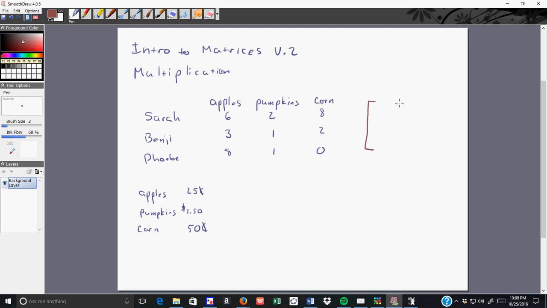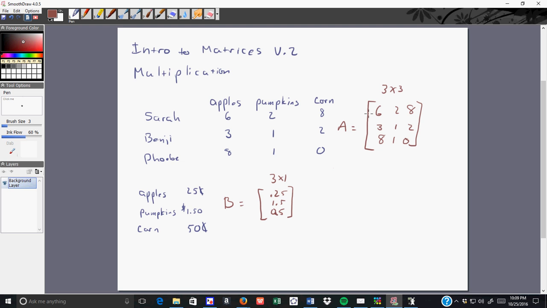So here, if I were to make this into a matrix, I could say that's 6, 2, 8, 3, 1, 2, and 8, 1, 0. And this is a 3 by 3 matrix. We'll call this A. We'll call this matrix B. And you can see that it's 0.25, 1.5, and 0.5. And this is a 3 by 1 matrix.